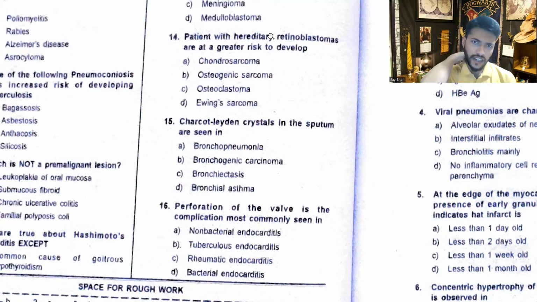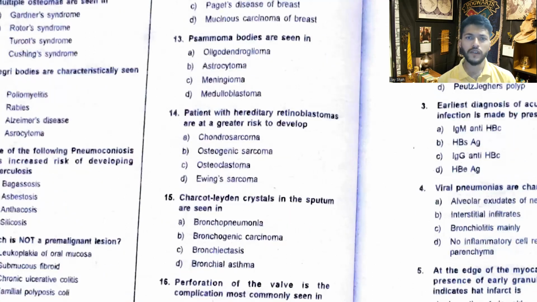Patient with hereditary retinoblastoma are at a greater risk of developing. See, even I am not sure of this question. They have given the answer as osteogenic sarcoma. So in all humility, if you find a better answer or if you find any reference, please tell me in the comment section below.